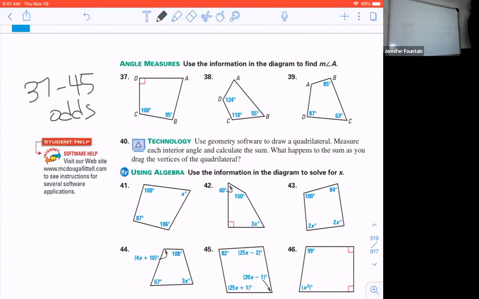You're going to be using the same formula that we did earlier, where the measure of angle 1 plus the measure of angle 2 plus the measure of angle 3 plus the measure of angle 4 equals 360. So you're going to be doing that on each of these. You're going to be using that theorem that you add the angles to equal 360.